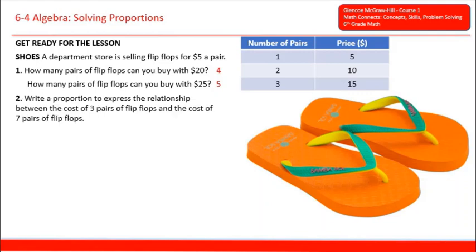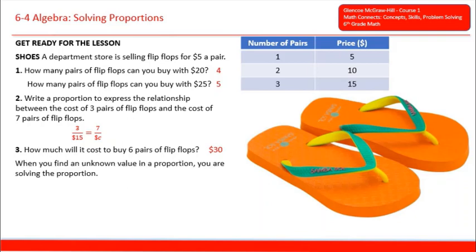Write a proportion to express the relationship between the cost of 3 pairs of flip-flops and the cost of 7 pairs of flip-flops. So if 3 pairs cost $15, we can say that 7 pairs equals C dollars. How much will it cost to buy 6 pairs of flip-flops? $30.